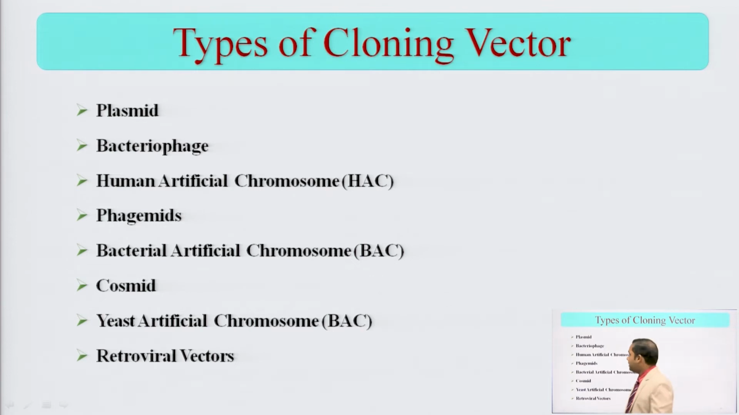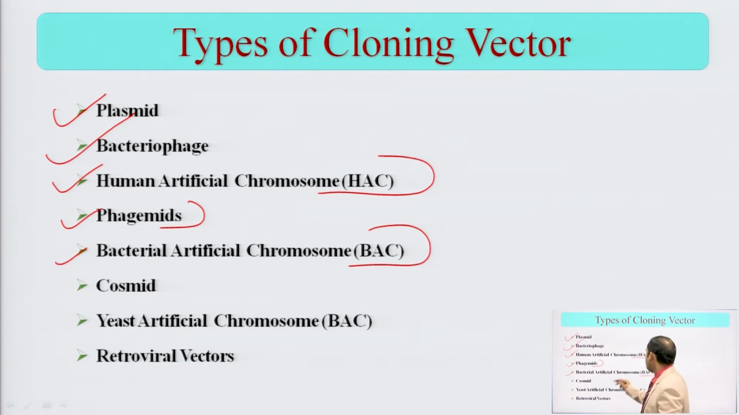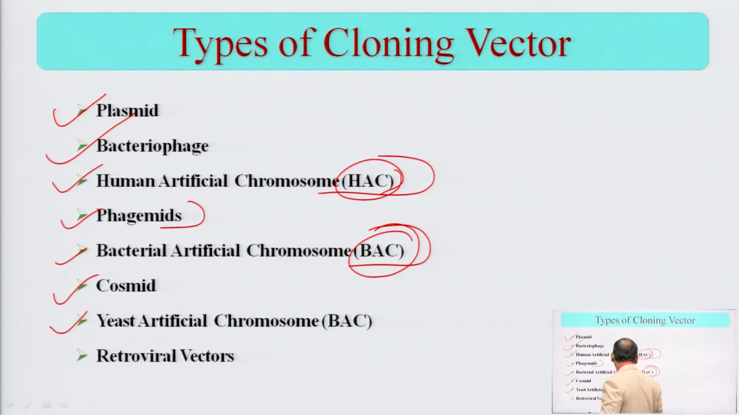What are the types? The first type is the plasmid. You have seen this from the beginning till now, almost 12 minutes, where I was giving you examples of plasmid based vectors. Second, bacteriophage. Many of you might be thinking, sir, bacteriophage is a virus, can you use it? The answer is yes. Then human artificial chromosome, then phagemids, then bacterial artificial chromosome. Both are different, human artificial chromosome and bacterial artificial chromosome. Then cosmid, then yeast artificial chromosome, then retroviral vector, lentivirus, etc.